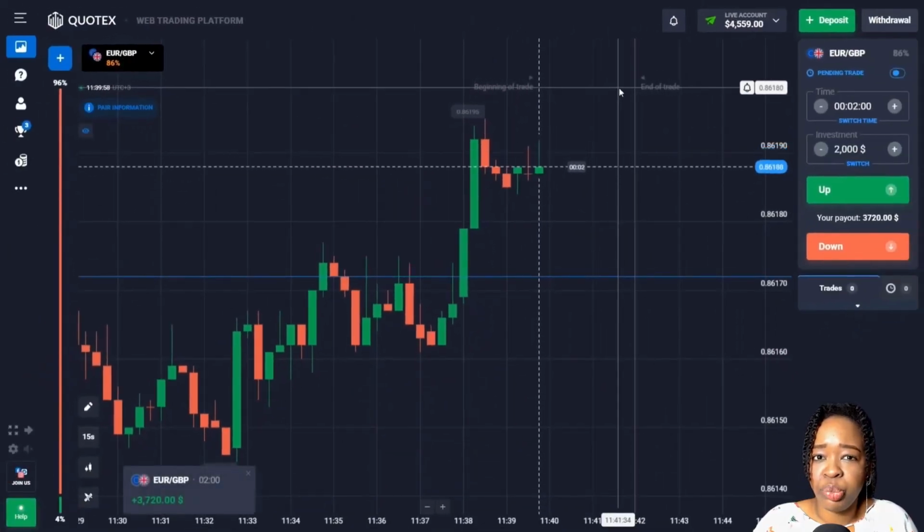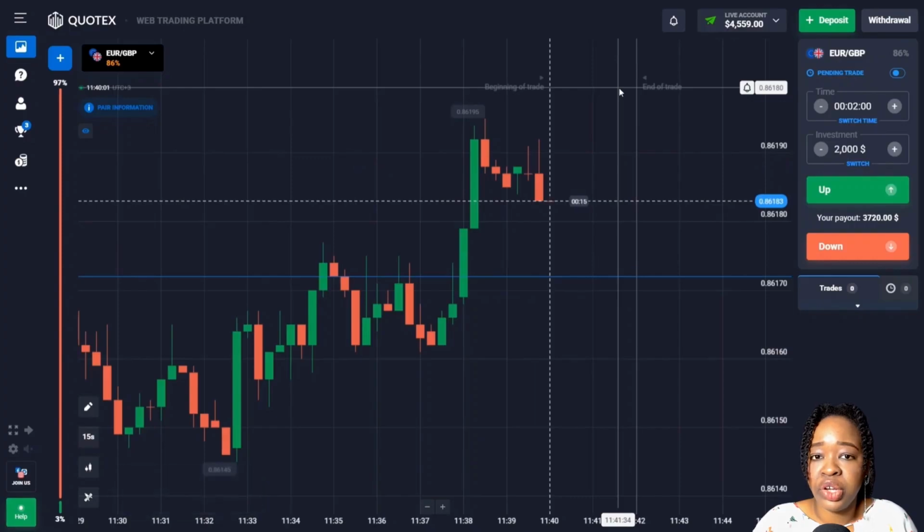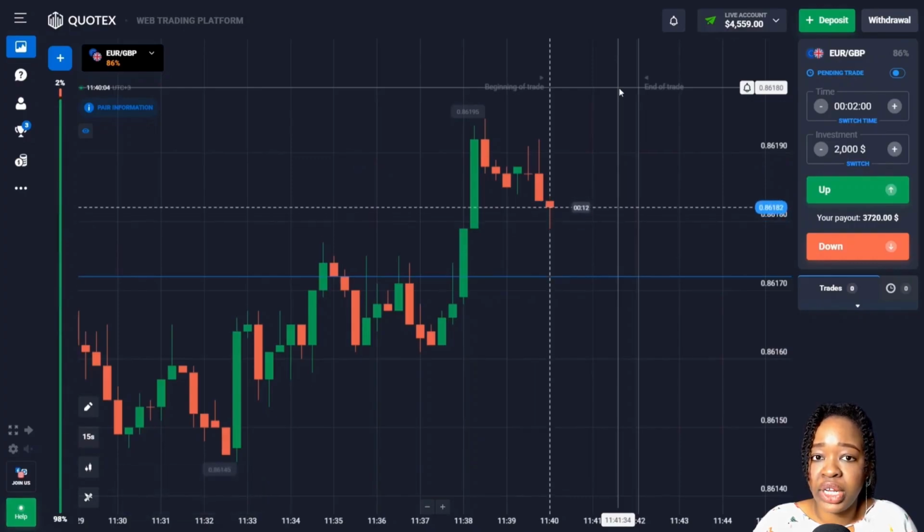This is quite good. You can see the price broke through the level here and it showed a very good move up. I made very good profit. Let me continue.